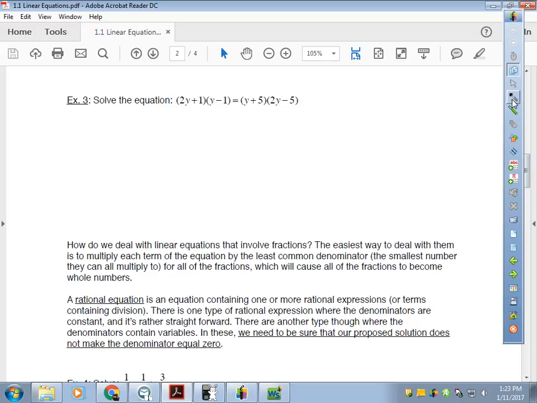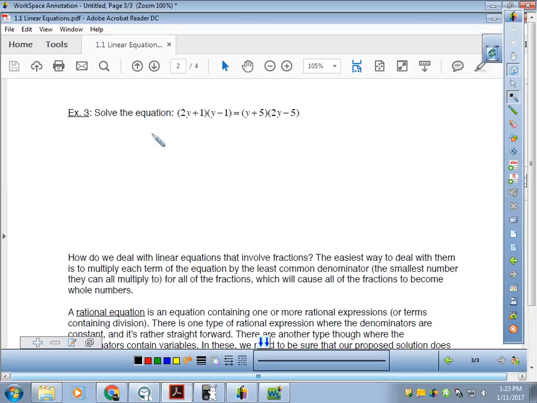Here's another one. Asks us to solve the equation (2y plus 1) times (y minus 1) equals (y plus 5) times (2y minus 5). Now the first thing we want to do is get rid of the parentheses. So we're going to distribute.